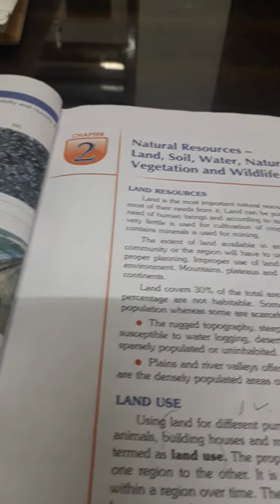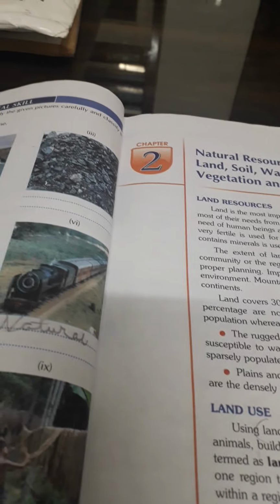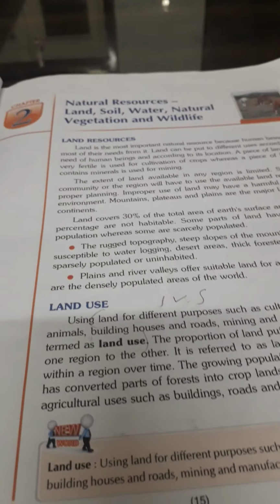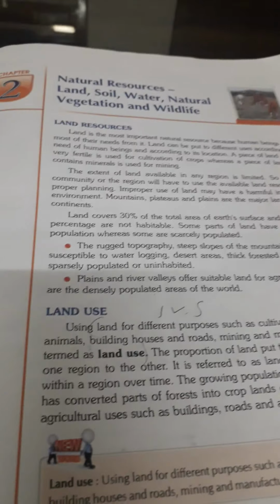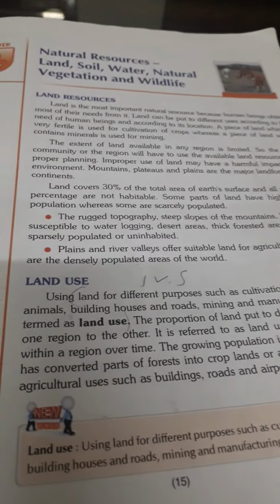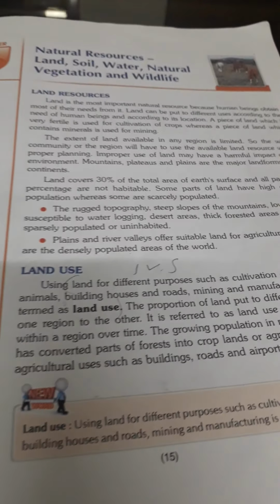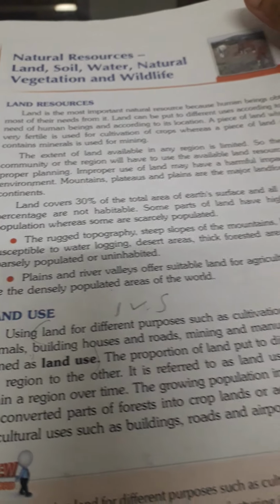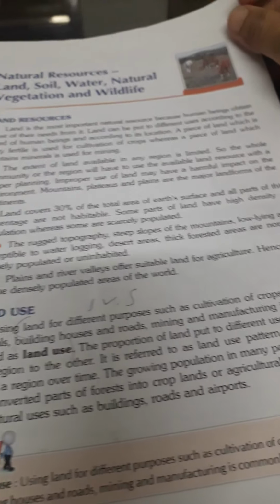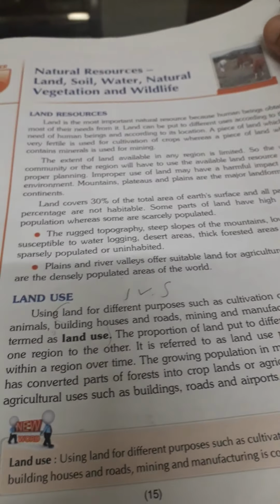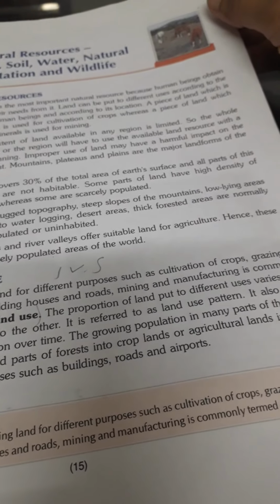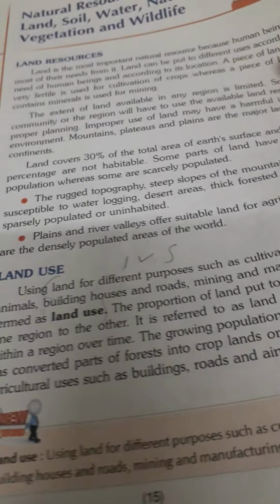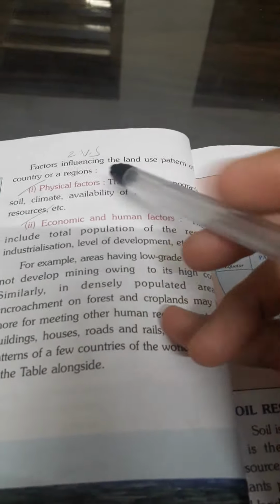Land use means putting land to different purposes such as cultivation of crops, grazing of animals, building houses, mining activities, etc. This is known as land use pattern. All the countries have their different land use pattern. India also has a different land use pattern, and it depends on the geographical condition of our country. There are many factors which influence the land use pattern of our country.